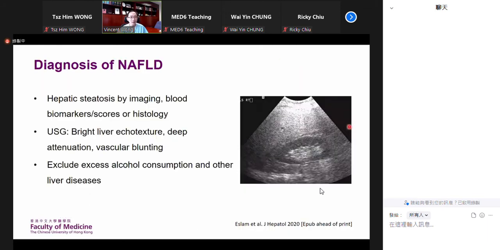The diagnosis of fatty liver is based on the detection of hepatic steatosis, either by imaging, blood biomarkers, or histology. But in most clinical settings, ultrasound scan would be the main modality for making a diagnosis of fatty liver. Under ultrasound scan, there are 3 features. The liver would look rather bright, so much whiter than the adjacent kidney as shown here. There would also be deep attenuation of the ultrasound signal, so the deeper tissues would be blurred, and you also see vascular blunting. At the same time, you need to exclude excessive alcohol consumption and other liver diseases.